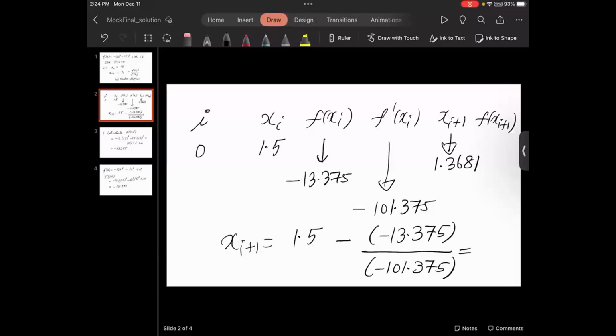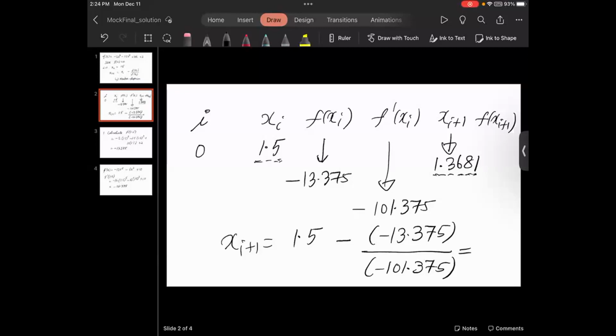So from 1.5, the initial guess, the value has been updated to 1.3681. So let's keep working out how much it will change. I'm going to take my Word file and fill out these numbers so that I can put it later on the web. Minus 13.375, minus 101.375, then 1.3681.